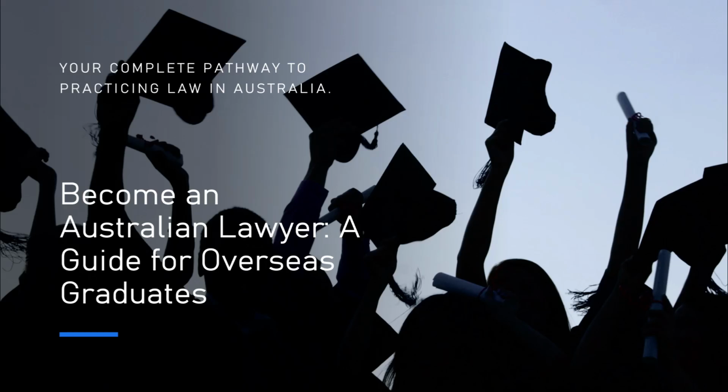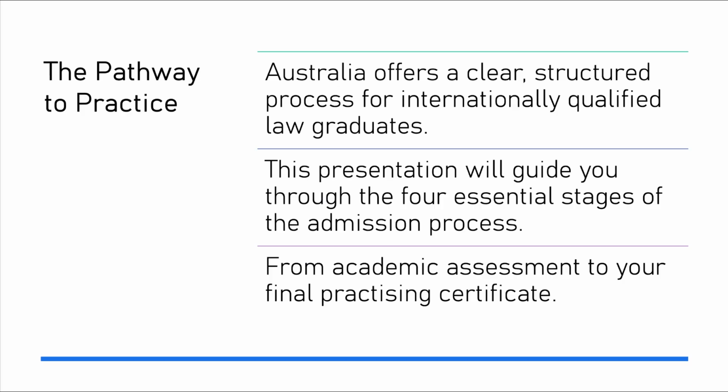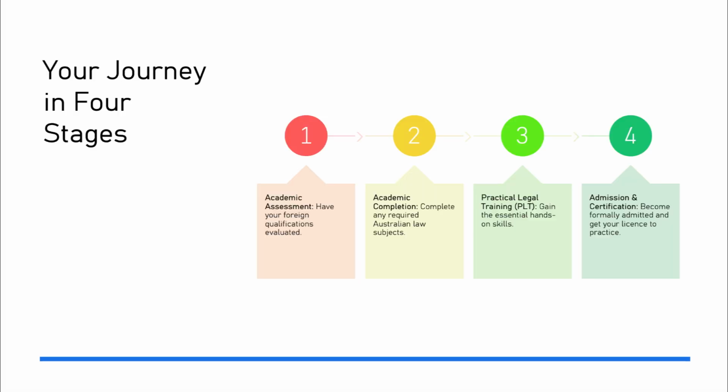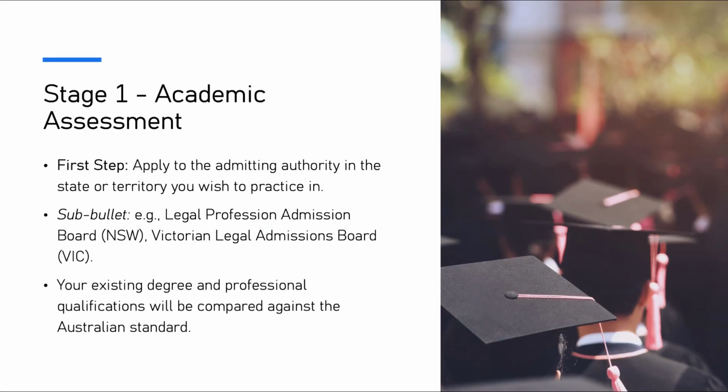This guide outlines the process for overseas law graduates seeking admission to practice law in Australia. The pathway is regulated and involves several distinct stages. The initial step is a mandatory assessment of your foreign qualifications. You must apply to the relevant admitting authority in the Australian state or territory where you intend to practice.